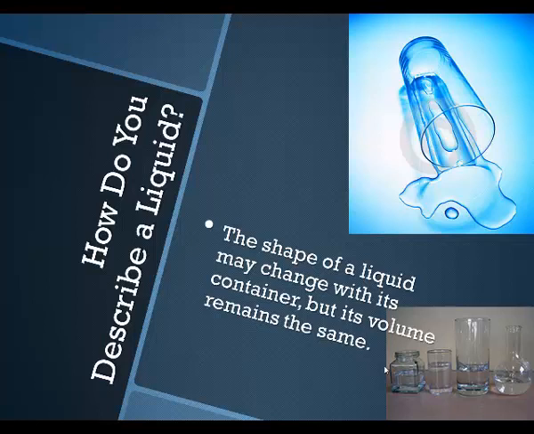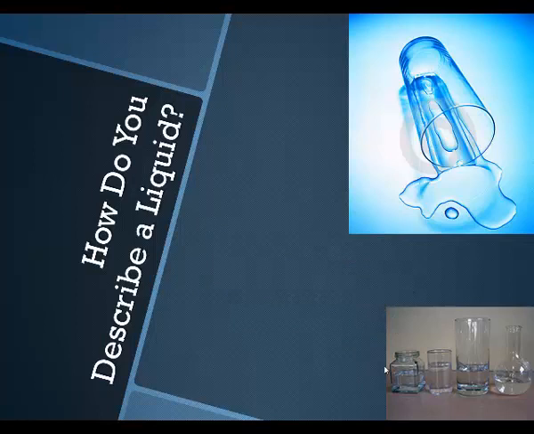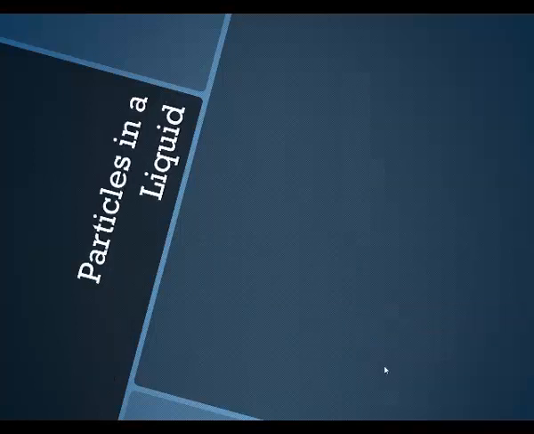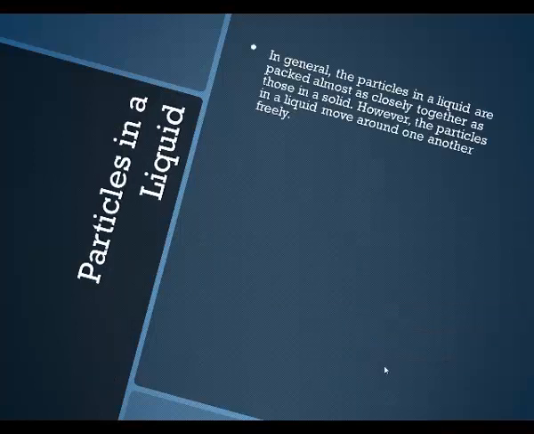So we can take the same volume of liquid, add it to a number of different containers, and that volume of liquid will just take on the shape of the container. Particles in a liquid. The particles in a liquid are packed almost as closely together as those in solids. However, the particles can actually move around one another.